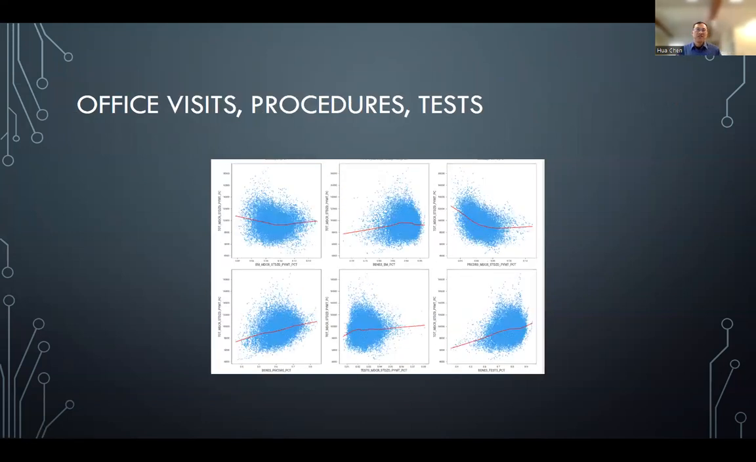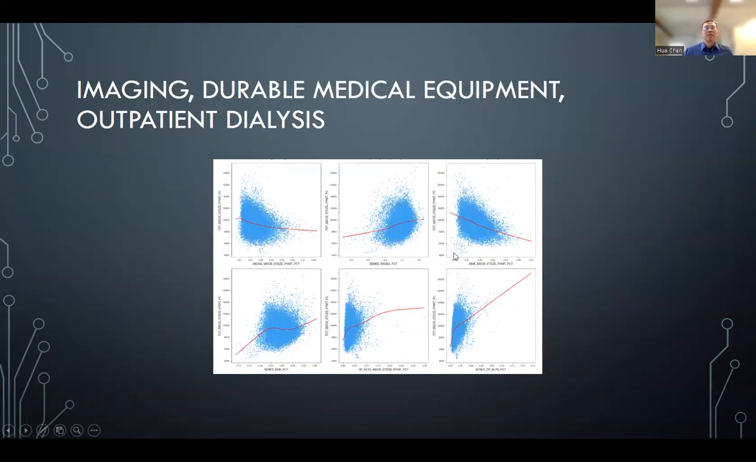Over here, we have office visits, we have procedures, and then we have medical tests. And I want to point out that some of these really do have nonlinear curves. There are bends in some of these curves, there are flat areas in some of these curves, and some of these curves may even be a little U-shaped. Imaging, durable medical equipment, and outpatient dialysis.